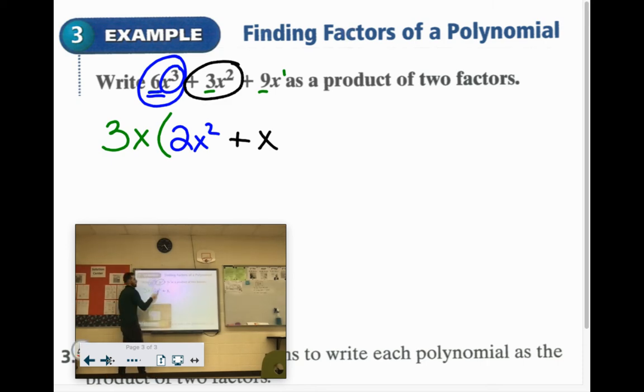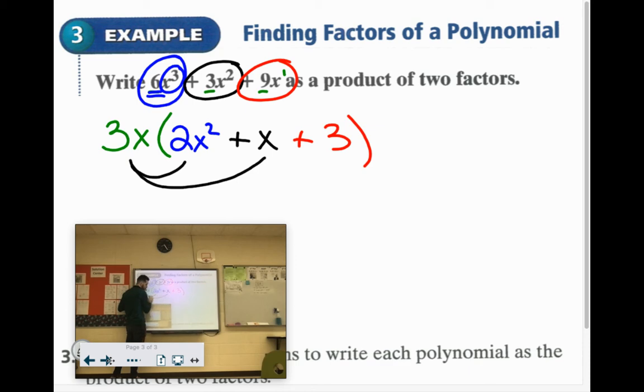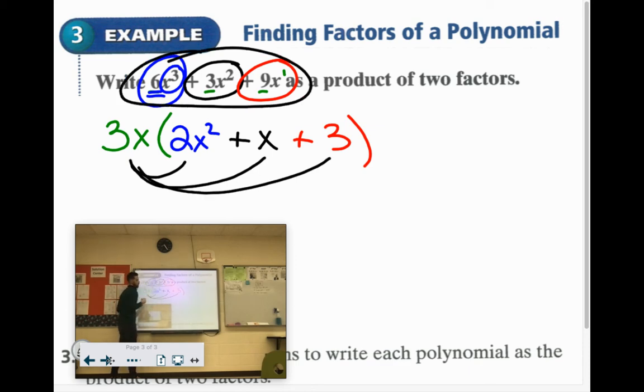And the last one, we're looking to get to 9x from 3x. So 3 times 3 is 9. We don't need any more x's. We already have the x. So that would be our final answer to get that 9x to the first. And if you had extra time on a test or quiz, you can distribute this, multiply it by those 3 terms, and you'll end up with the original problem.